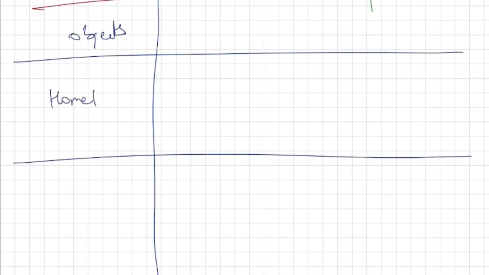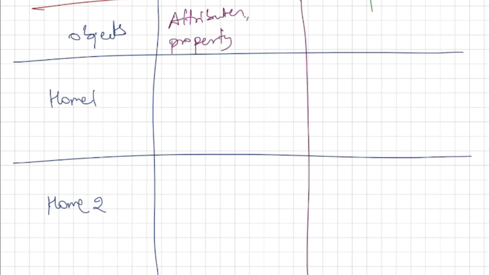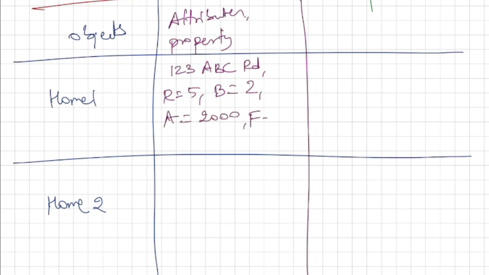So what will be our first object? We'll name it home1. Second object, home2. And what are we going to use the attributes as? Attributes or properties. Okay, we can use the address value as 123 ABC Road. Then maybe rooms can be 5, bath can be 2, area can be 2000 square feet, or whatever the unit you like. And then floors are 2, color can be green.